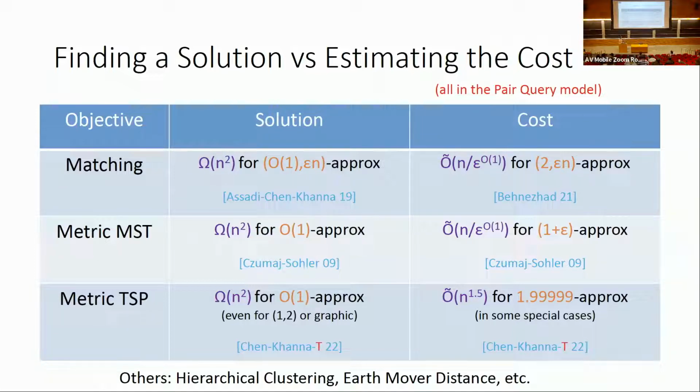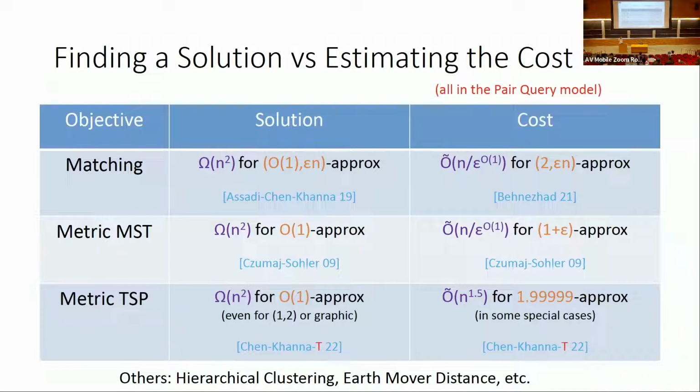For the matching problem, if we want a constant multiplicative and epsilon n additive approximation of the solution, then omega n squared queries are needed. Basically, you need to query everything. But if we just want a constant approximation, or constant and epsilon n additive error approximation of the matching cost, basically the matching size, then linear in n queries are enough. Similar things happen for metric TSP and metric MST.